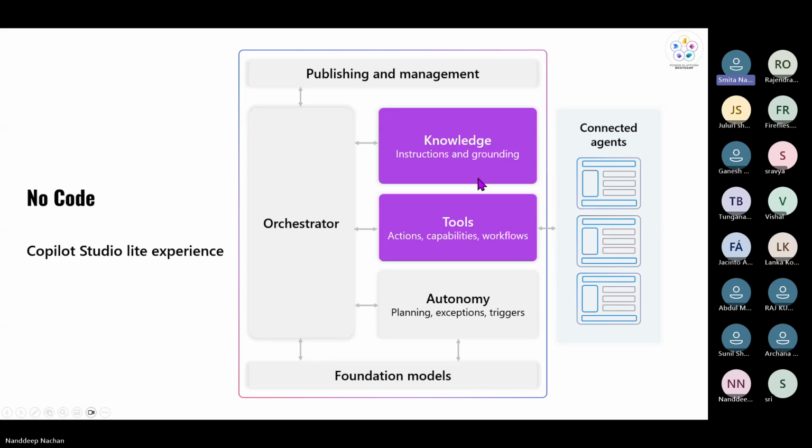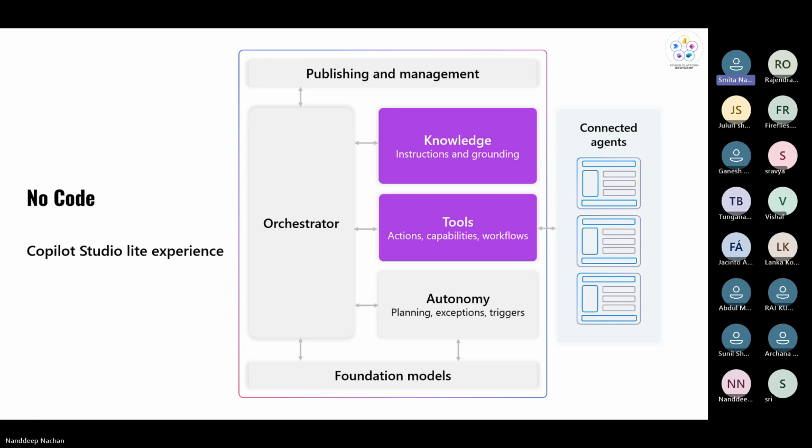So the first we are going to cover is the knowledge. The knowledge is where you define the instructions as well as the grounding. This includes telling Copilot how it should behave, what tone to use, and what information sources it should rely on, such as Microsoft 365 content or selected websites. This is how you make the agent relevant to your specific scenario.